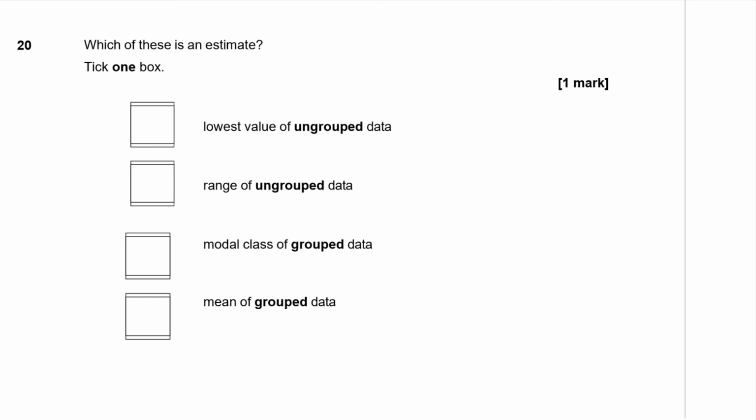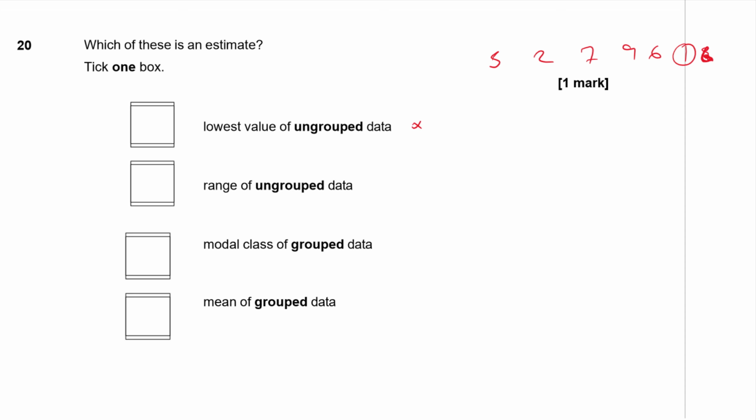I don't think it's the lowest value of ungrouped data, because if you've got a group of ungrouped data, like 5, 2, 7, 9, 6, 1, 6, then for the lowest one you just scan through and pick out the lowest value in the group, and that's your lowest value, isn't it? So I don't have to estimate anything there. I just go through my list and select it's that one there.